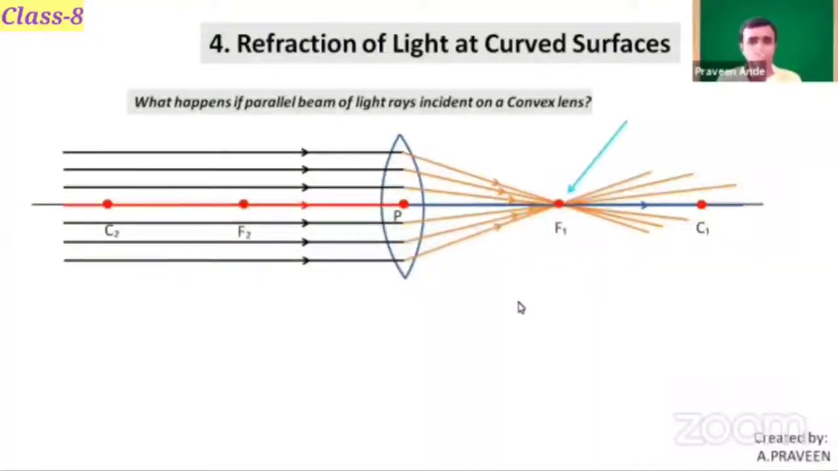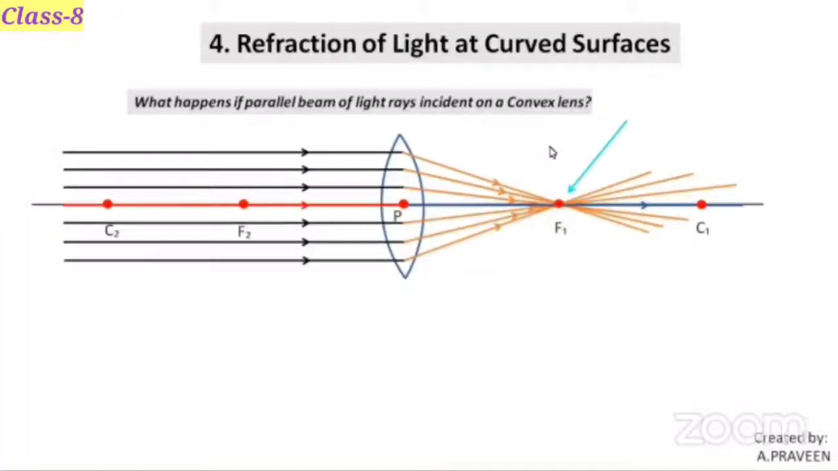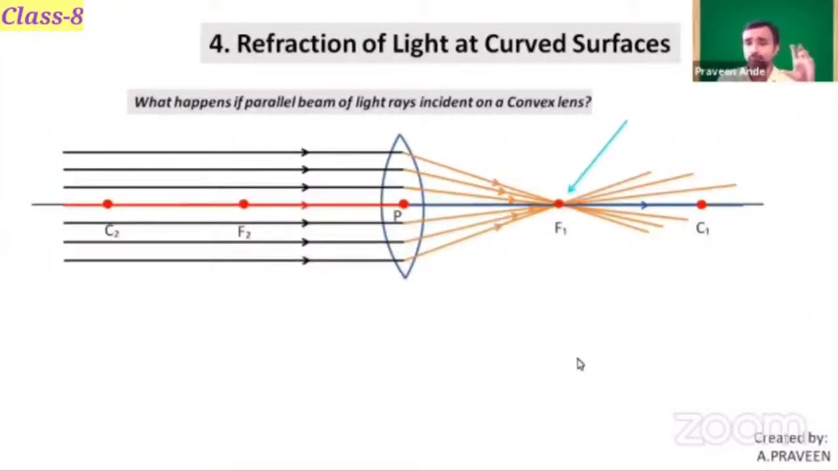So in the last class up to this point we discussed the focal point. What is a focal point or focus? Here a parallel beam of light rays, parallel to the principal axis, is incident on a convex lens. They are refracted through the lens. After the refraction they meet at a common point. That common point is called the focus or focal point.